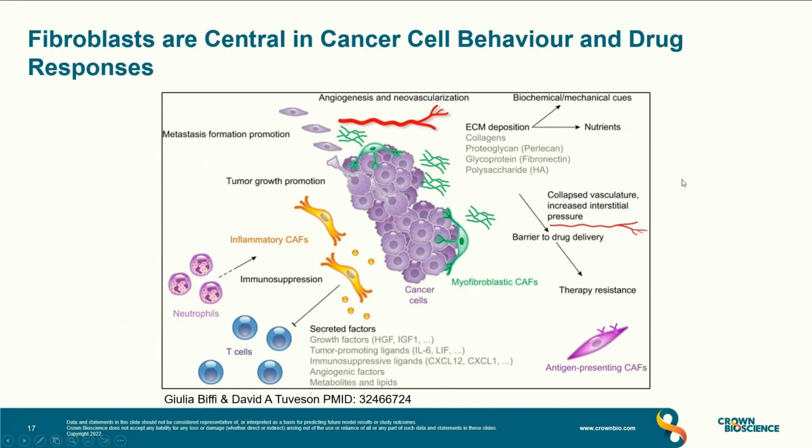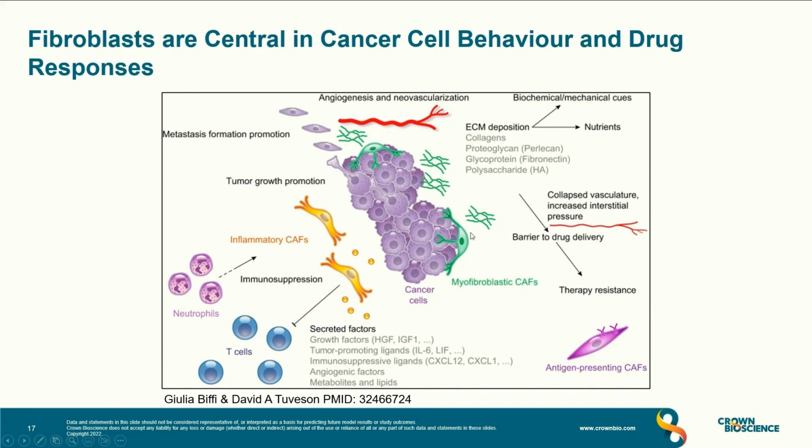Then I want to wrap up my talk by going to my personal favorites. We have fibroblasts, also present in tumors, and they are central in cancer cell behavior and drug responses. We nowadays discriminate 3 different populations of fibroblasts, which are inflammatory CAFs, which are important for immune suppression and cytokine excretion, and they seem to have a tumor promoting role.